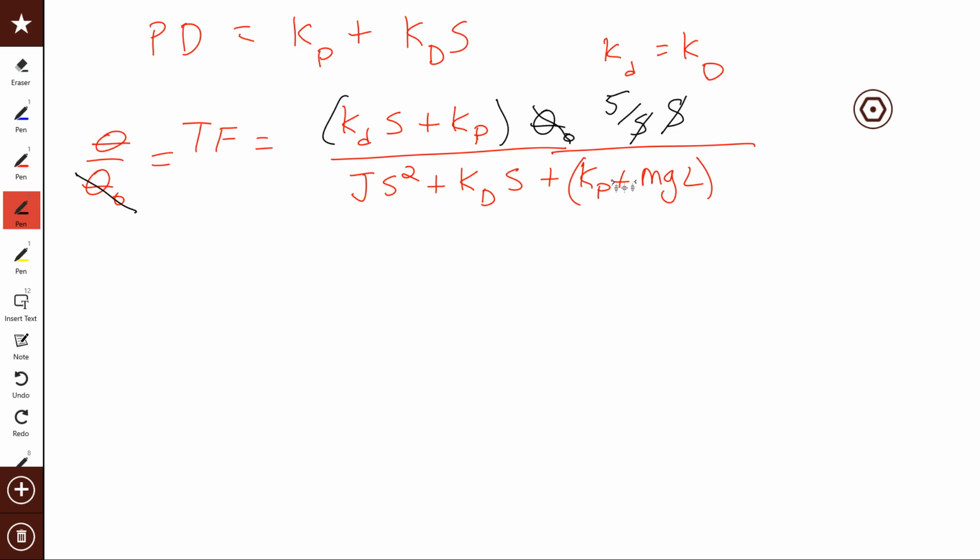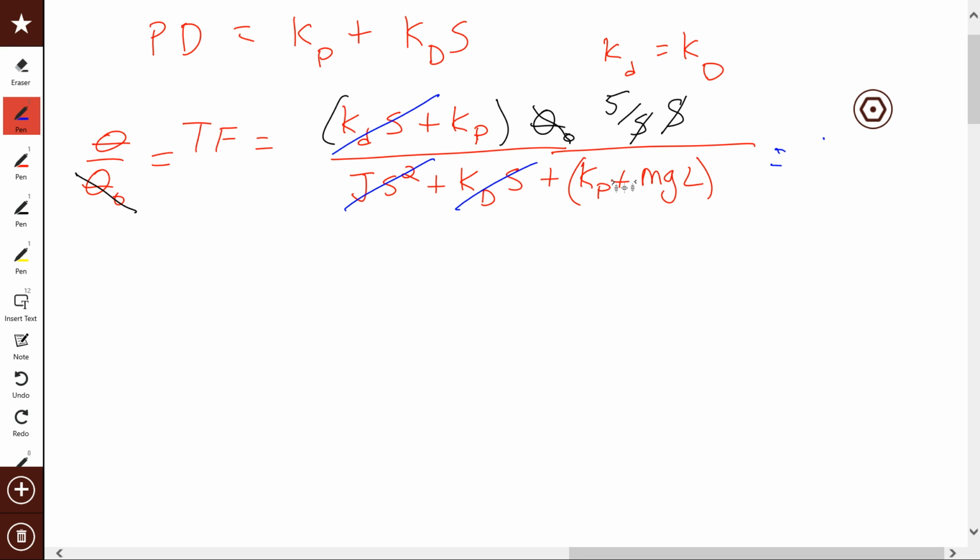So everything that's got an s is going to disappear, right? So now, taking the limit, that one's gone, and that one's gone. What are you left with? Yeah, you're left with 5KP over KP plus MGL. Just so it looks a little better, I'm going to divide through by KP, so that's a 1 over KP.